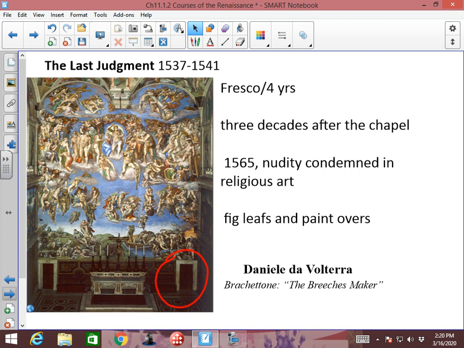Now, in 1565, there's a kind of an uproar about nudity in religious art. So a lot of these paintings got painted over, or they had fig leaves drawn on them. Statues had fig leaves created. The David in Florence had a fig leaf that was created. The Sistine had an official painter. His name was Daniele da Volterra. His nickname in Italian is Braghettone, which means the breeches maker. So he kind of painted pants on everybody.